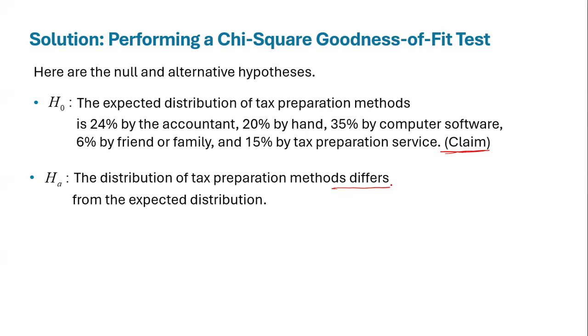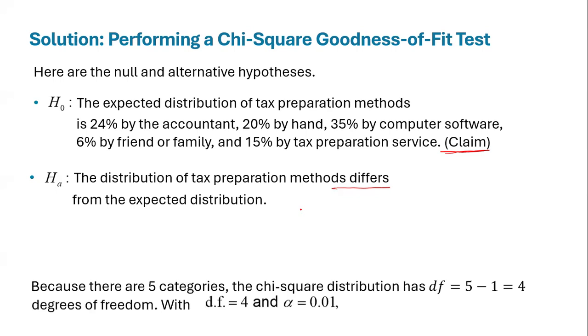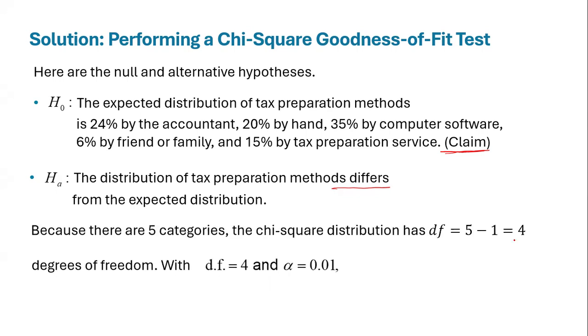To find the critical value, since we are using the chi-square table, which I will show you right now, you need degrees of freedom and you need to know alpha. The degrees of freedom is k minus 1, that means the number of categories minus 1. How many categories do we have? 1, 2, 3, 4, 5. We have 5 categories, and 5 minus 1 is 4. So the degrees of freedom is 4, and alpha is 1% because the problem gives it to us.